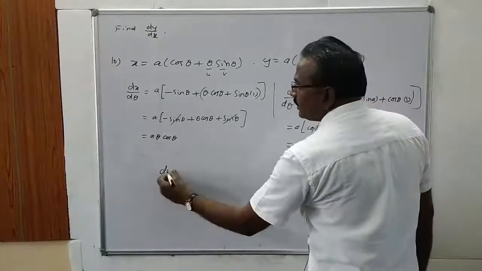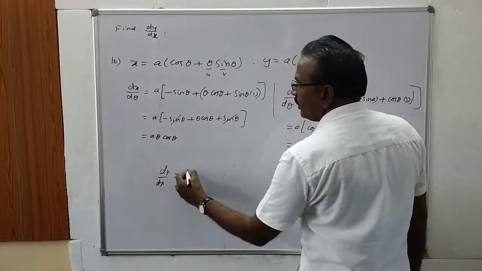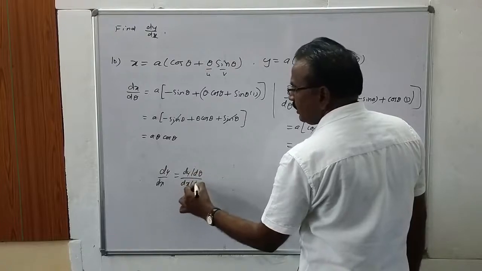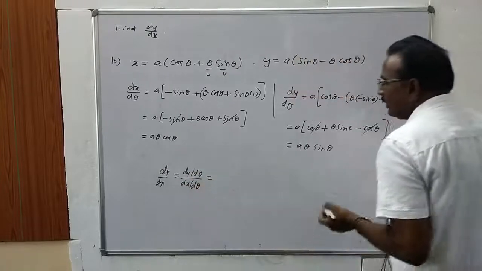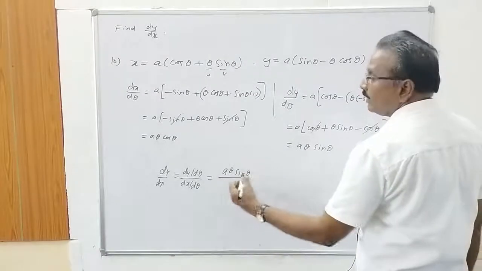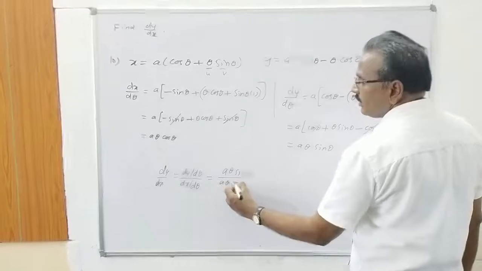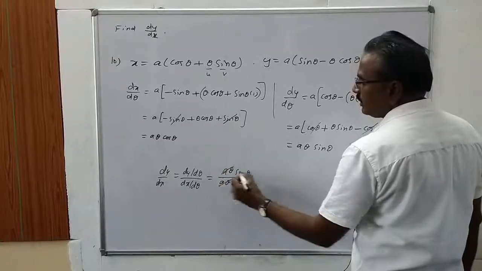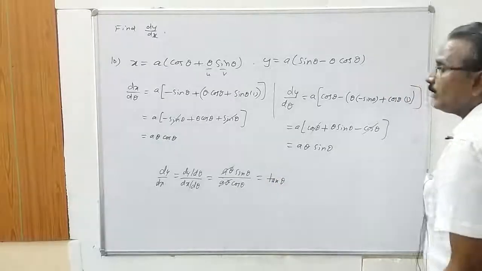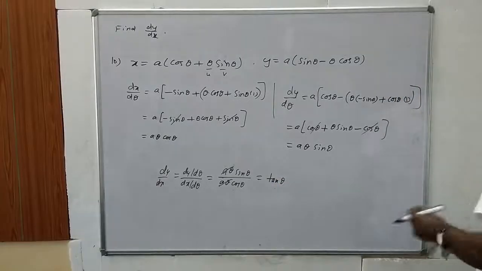Therefore dy by dx is dy by d theta divided by dx by d theta. Here dy by d theta is a theta sin theta, and dx by d theta is a theta cos theta. Cancel. Sin theta by cos theta is tan theta. So therefore dy by dx is tan theta.